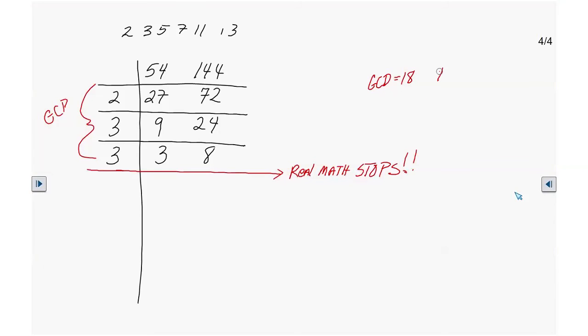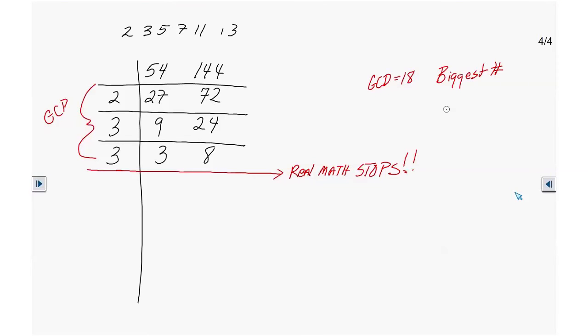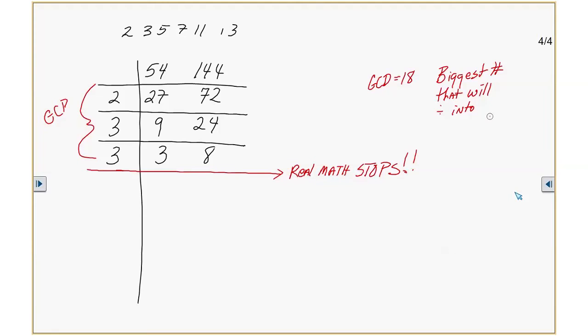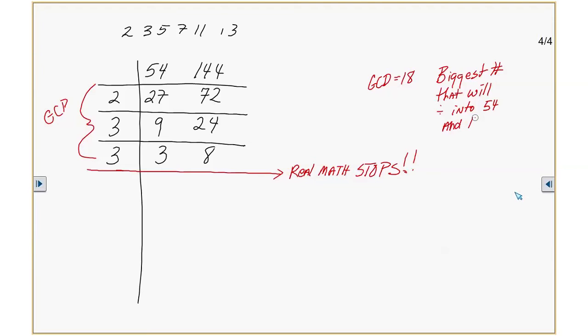18 is the biggest number that will divide into 54 and what? 144. That's what that is. So you need to write that down. You need to memorize what the greatest common divisor is. It's the biggest number that will divide into 54 and 144. Now, we're halfway done.